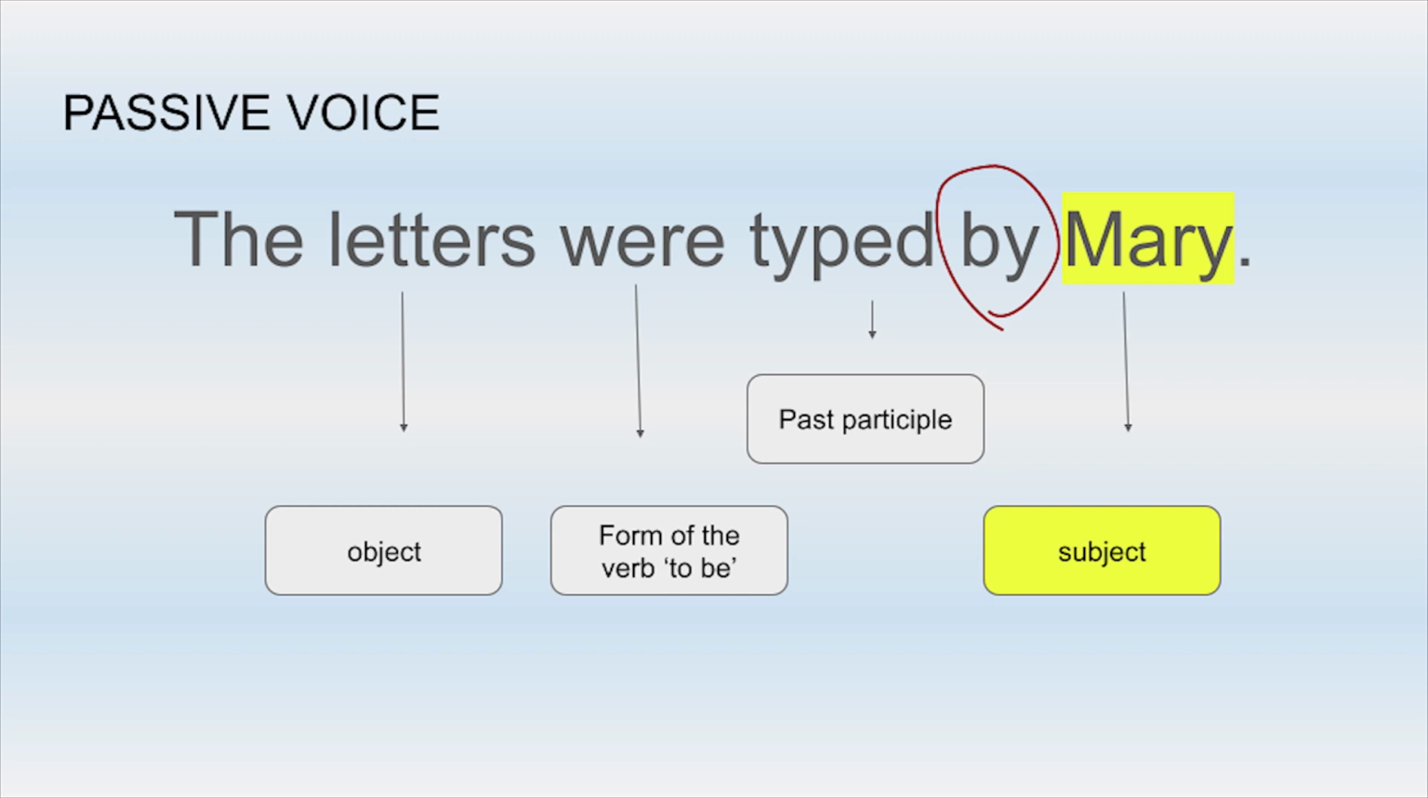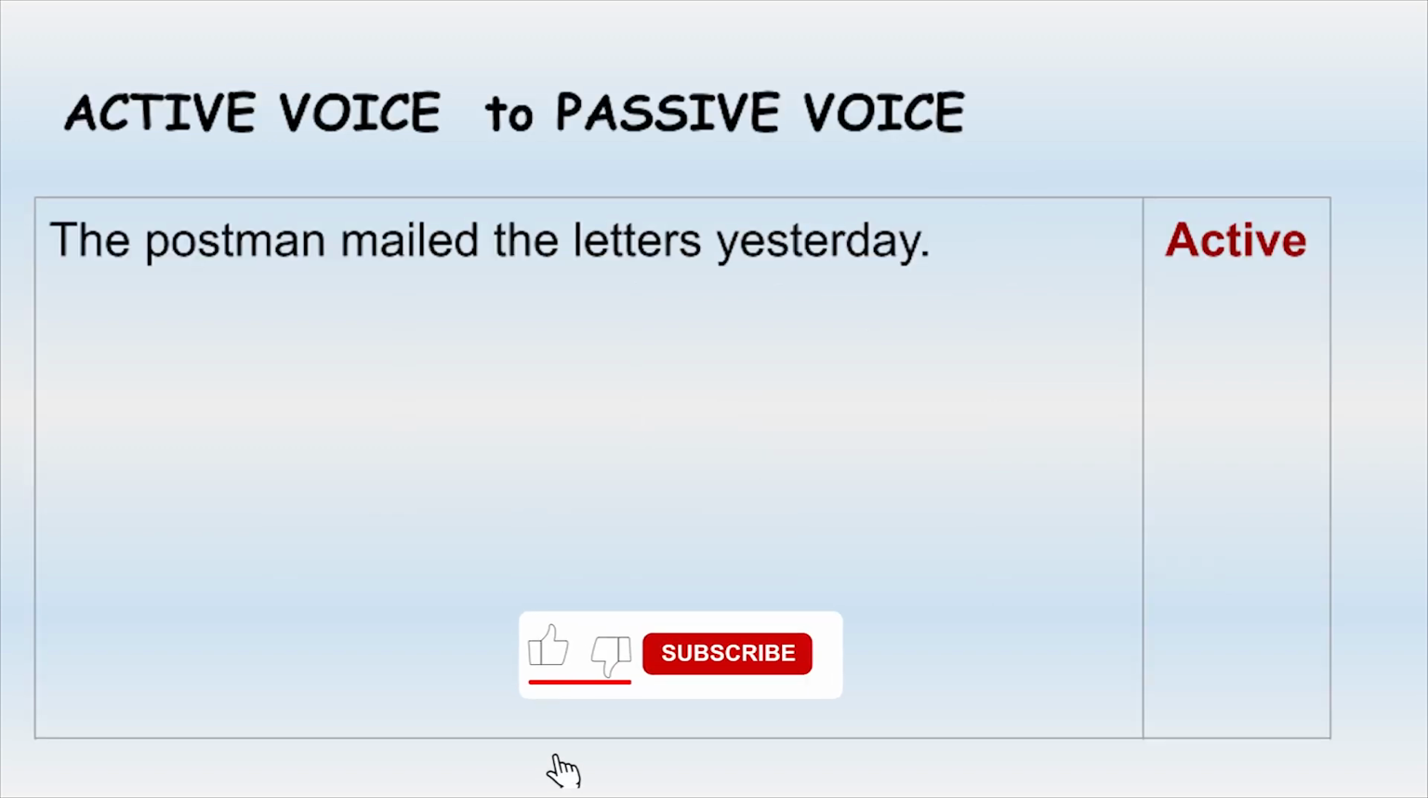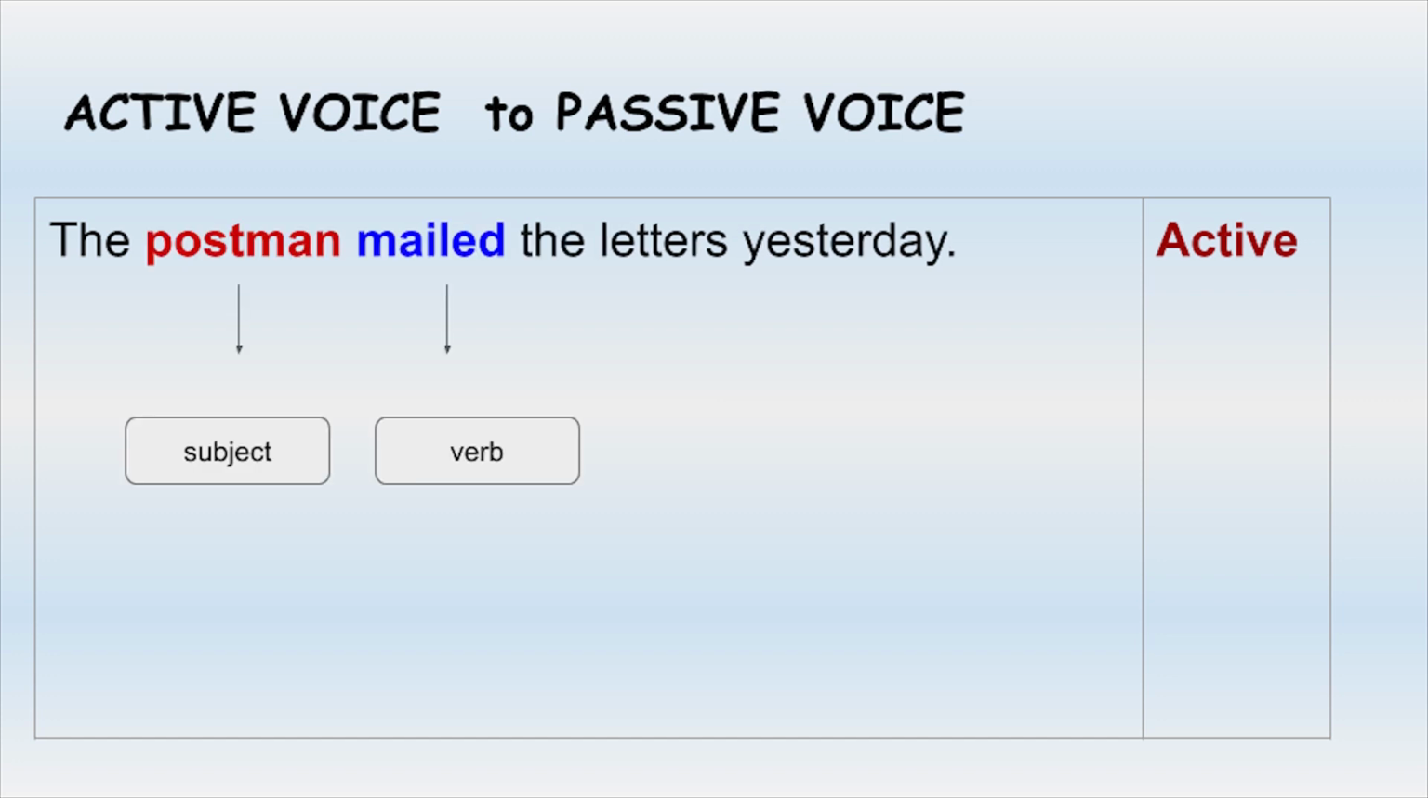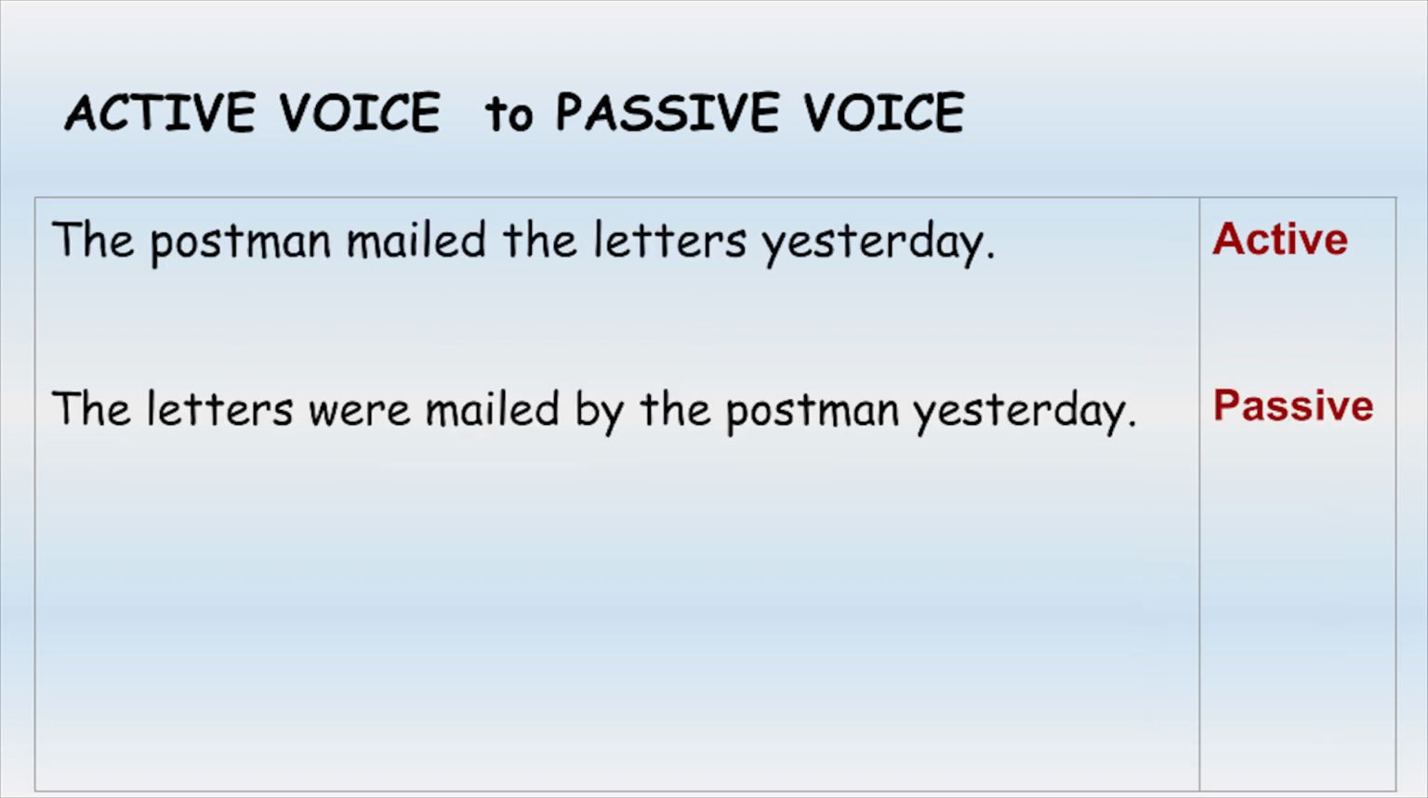Let's look more closely at how we change from the active voice to the passive voice. The postman mailed the letters yesterday. This is written in the active voice. Postman is the subject, mailed is the action performed by the postman, and the letters is the object. Written in the passive voice, our sentence now reads, "The letters were mailed by the postman yesterday."